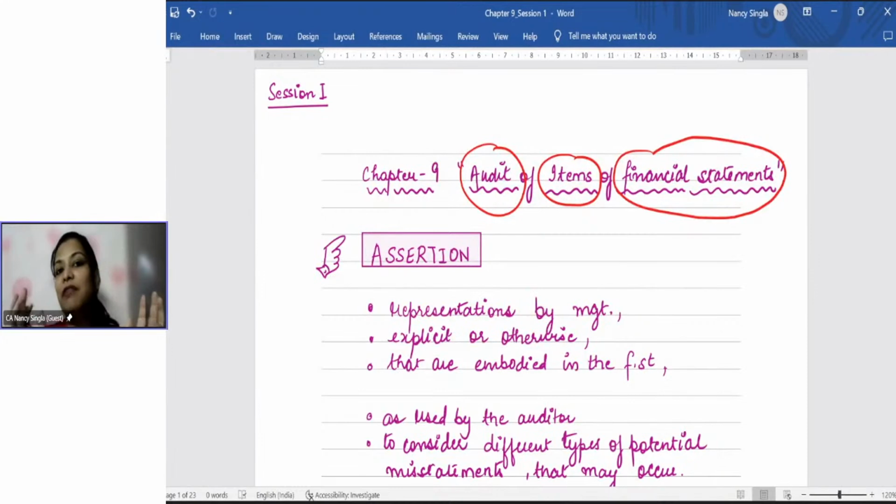Students, I expect that by now the definition of the term audit you must have understood and you must have learned also. So quickly, I need replies from you. You must be having an understanding of the term audit by now. Quickly send in your reply.